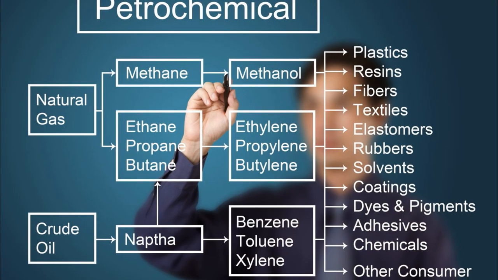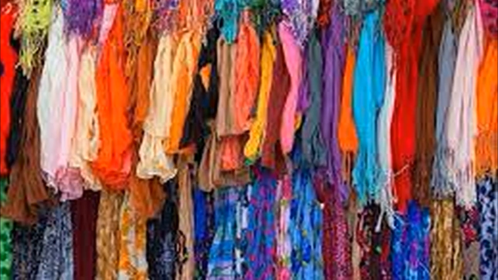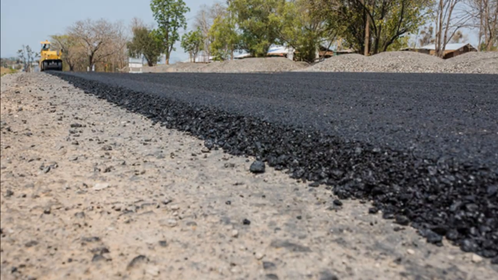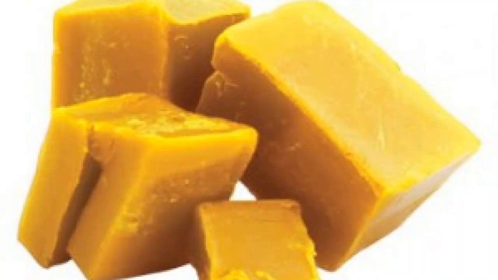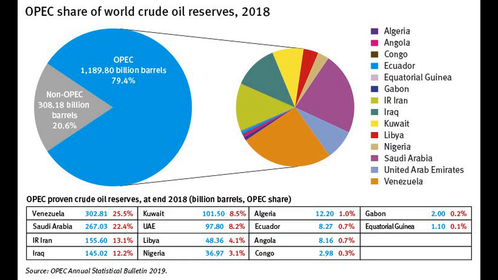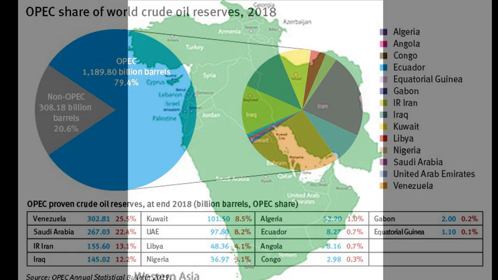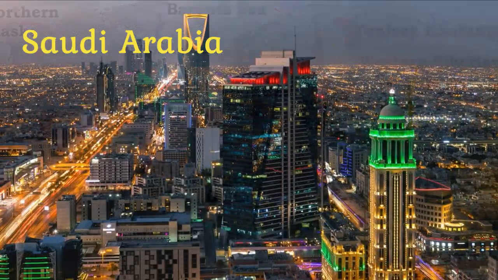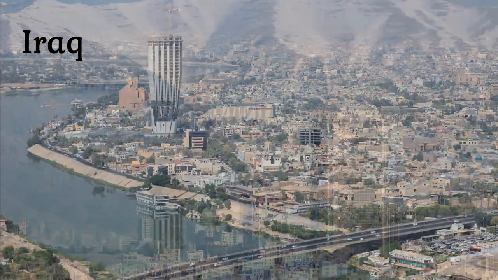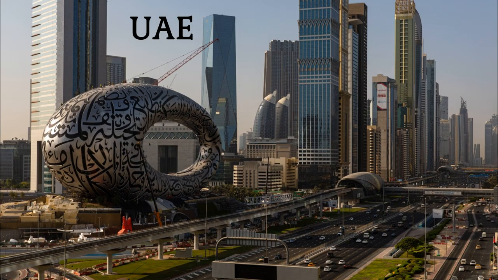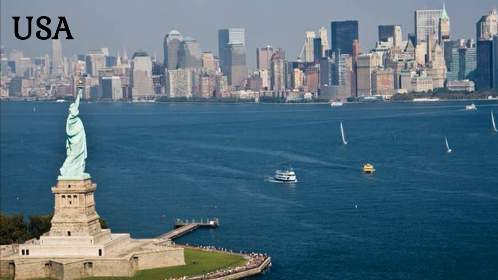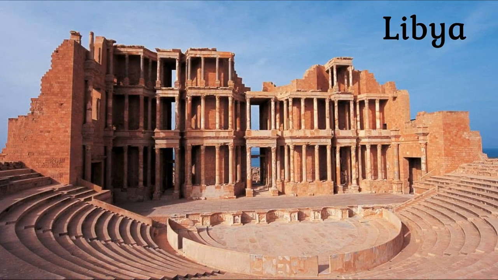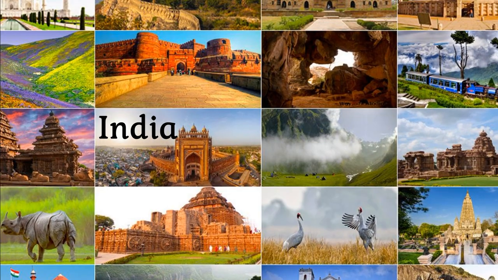A wide range of other byproducts are obtained from it, including synthetic textiles, fertilizers, insecticides, plastics, asphalt, synthetic rubber, drugs, and wax. About two-thirds of the total reserves of petroleum are located around the Persian Gulf in Southwest Asia. In this region, the major petroleum-producing countries are Saudi Arabia, Kuwait, Iran, Iraq, Bahrain, Qatar, and UAE. Other important producers are the USA, Russia, China, Venezuela, Nigeria, Libya, Algeria, Indonesia, and India.